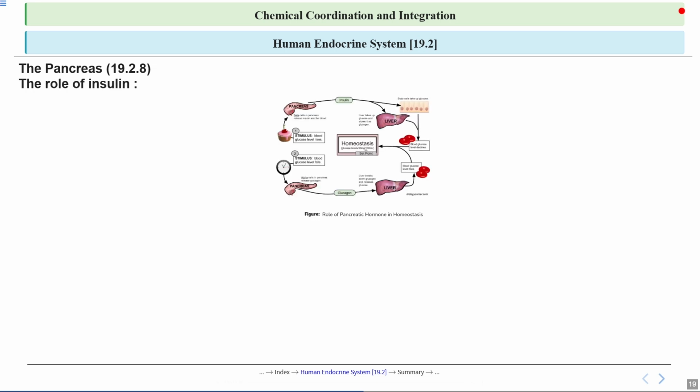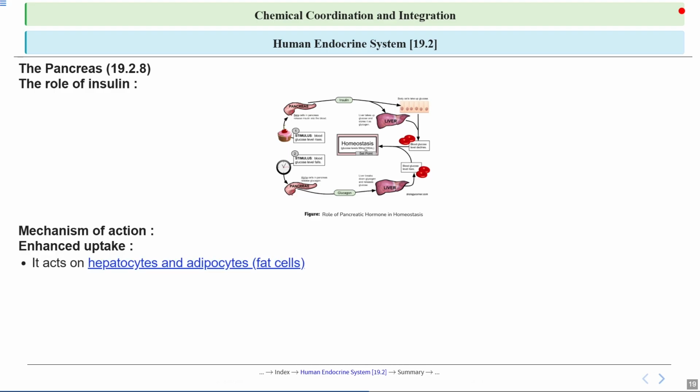Let's discuss insulin more. Let's see the mechanism first. Enhanced uptake refers to the increased absorption of nutrients or substances by the cells, often due to specific mechanisms like active transport or facilitated diffusion, which help move substances against their concentration gradient, ensuring that cells receive necessary materials even when they are in low concentration outside the cell.